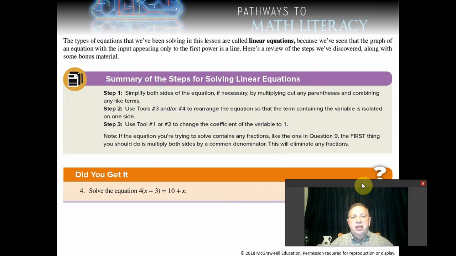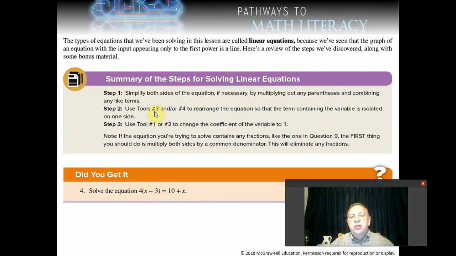So let's summarize what we can do here. Here are the steps if we're going to solve linear equations. We're going to have one variable, so this is only in one variable, x's. Simplify both sides of the equation if necessary. So we're going to expand everything out, multiply out any parentheses and combine any like terms. That's the simplification on both sides.